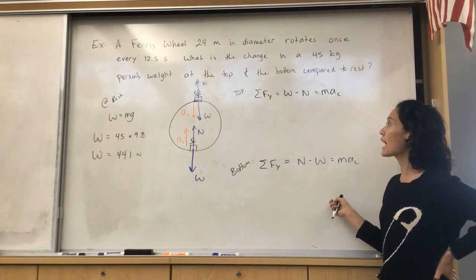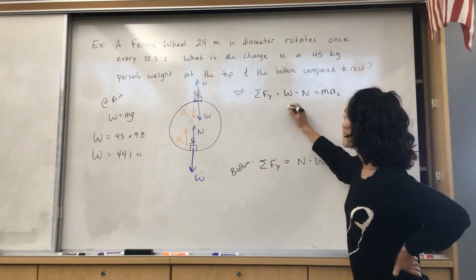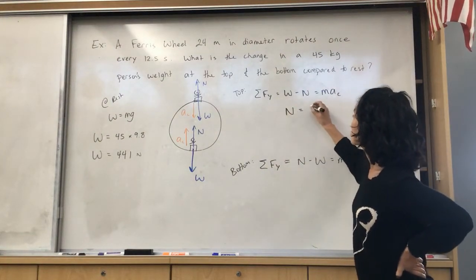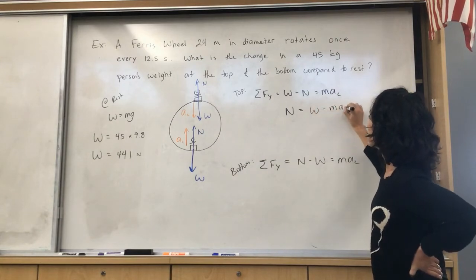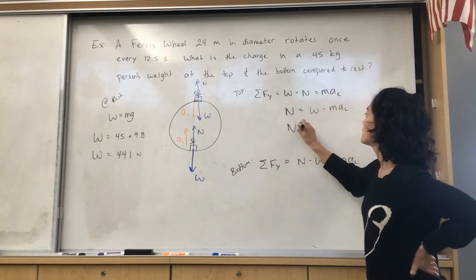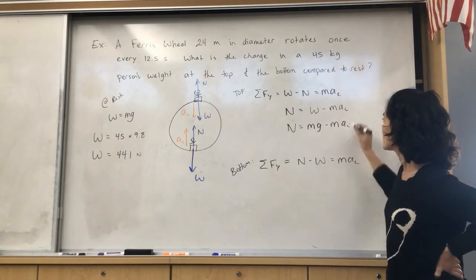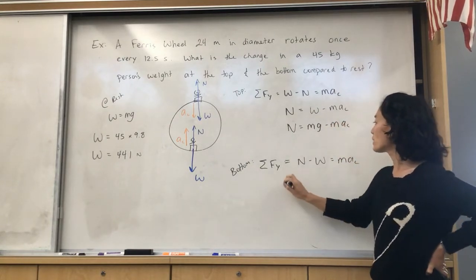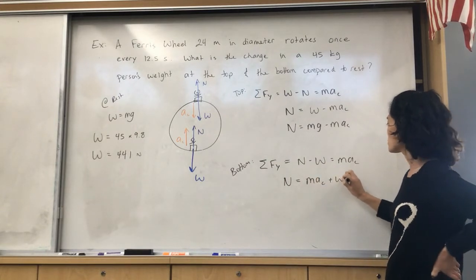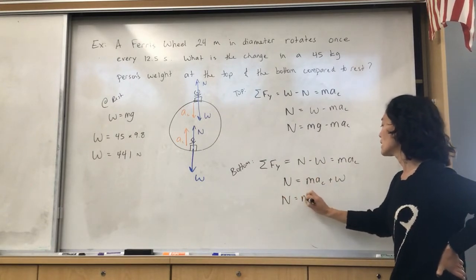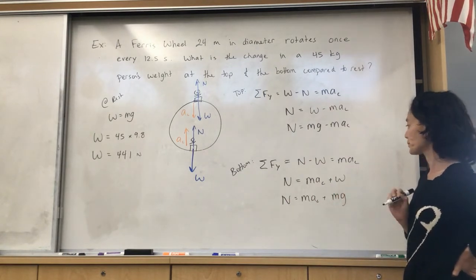Okay, and we are looking at the apparent weights. We're trying to find the normal force. So for the top, my normal force actually is going to be equal to my weight minus mac, or N equals mg minus mac. And then at the bottom, my normal force is going to equal my mac plus my weight, or mac plus my mg value.